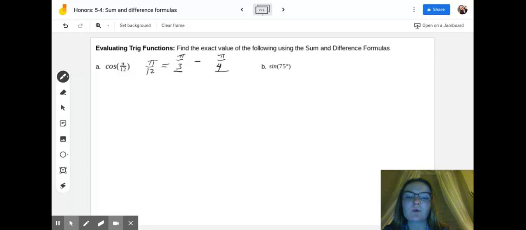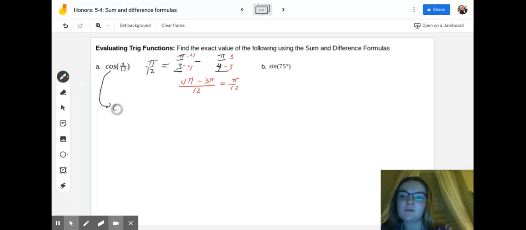Let me make sure we're clear on that. If we review how to subtract fractions, I need a common denominator. If I multiply this one by 3 over 3, and this one by 4 over 4, I get 4 pi minus 3 pi all over 12, which does equal pi over 12. So I'm going to rewrite cosine in terms of a difference and apply the sum and difference formula. We'll say cosine of pi over 3 minus pi over 4.